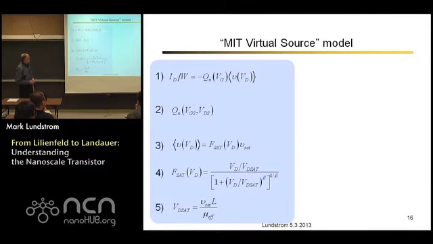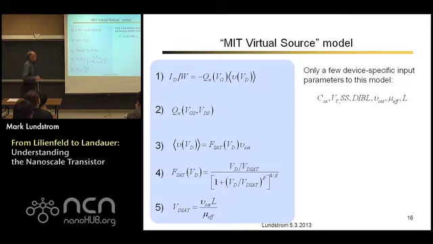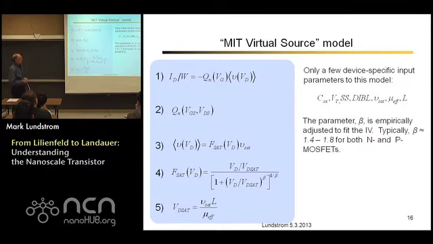There are only a few parameters in this model, and they all have a clear physical meaning, except this little empirical parameter there. It's not quite clear what that is. So it's a semi-empirical model. That empirical parameter doesn't vary very much. It's between 1.4 and 1.8, and you can fit any decent transistor.